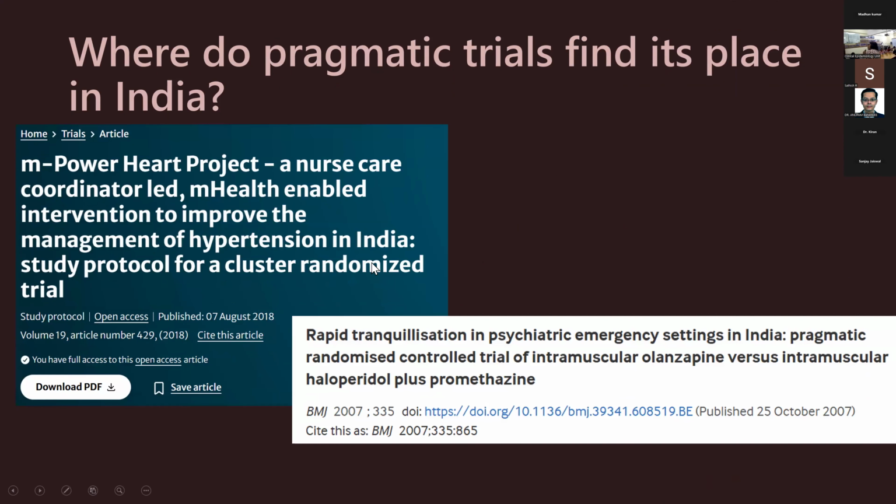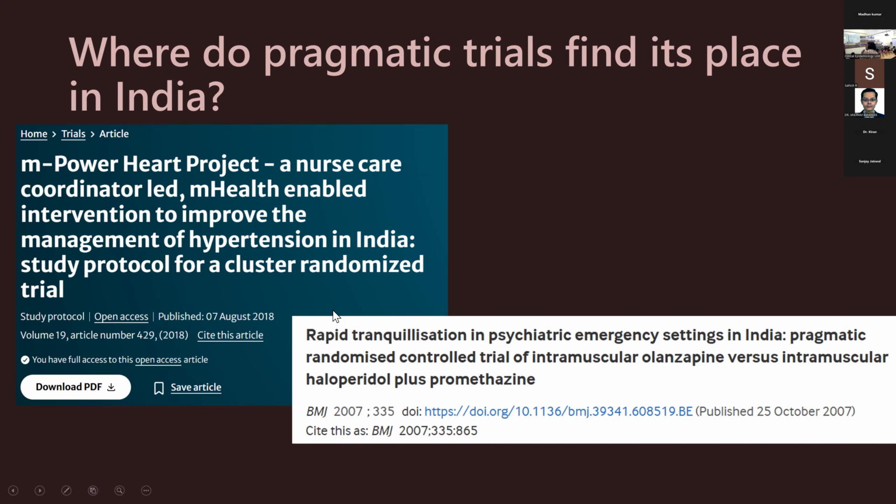Now coming to the place, we looked at pragmatic trials. So where do they find their place in India? When I looked at the articles, there were two. One is the Empower Heart Project, a nurse-led project done predominantly in Andhra Pradesh. This was a cluster randomized pragmatic trial. The other one, which I looked at, was done in CMC itself in the psychiatry department, where they used intramuscular olanzapine versus haloperidol plus promethazine. So these are the two trials which I found here.